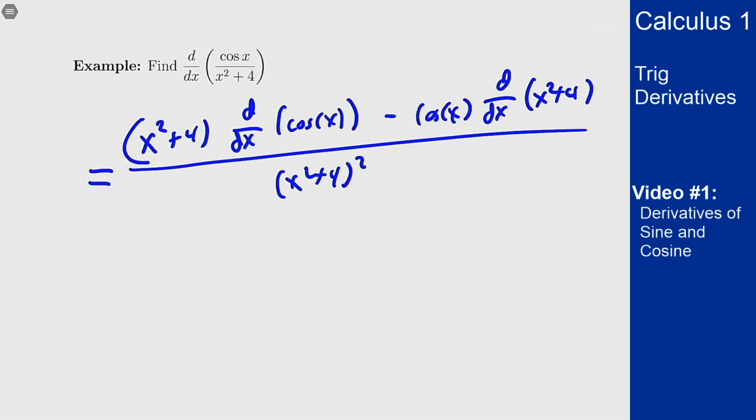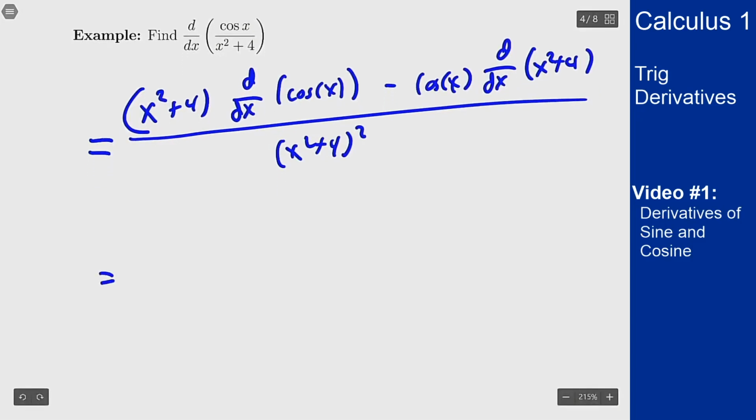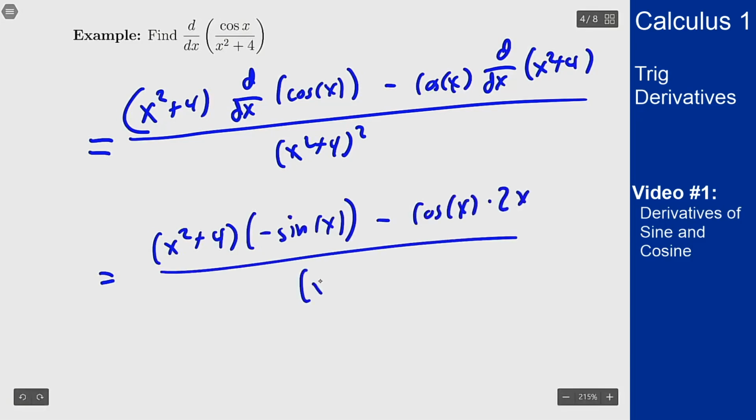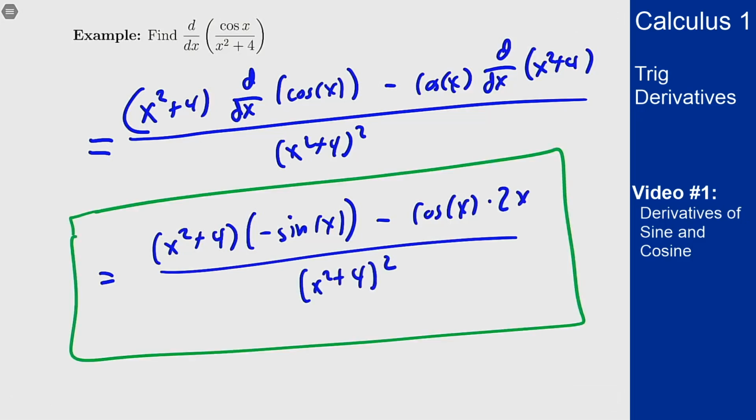And now we can take those derivatives. So I know I get the x squared plus 4 up top here. The derivative of cosine is minus sine. Then minus cosine of x times the derivative of x squared plus 4, which is 2x, all over x squared plus 4, quantity squared. That's what you would get for the derivative there.